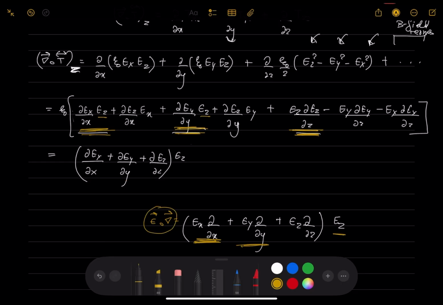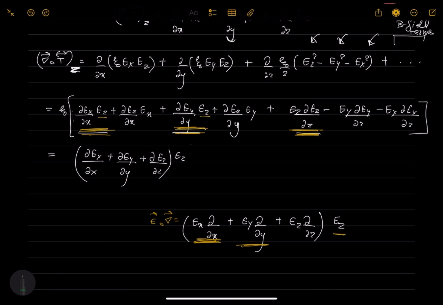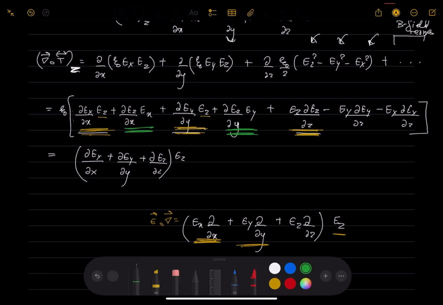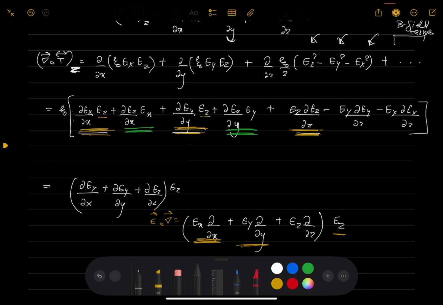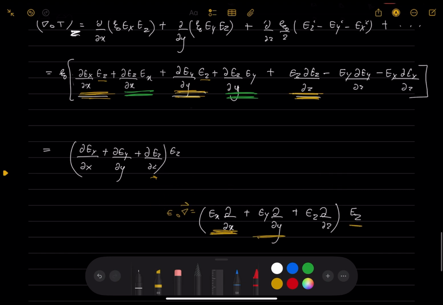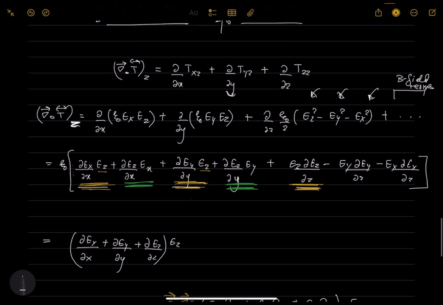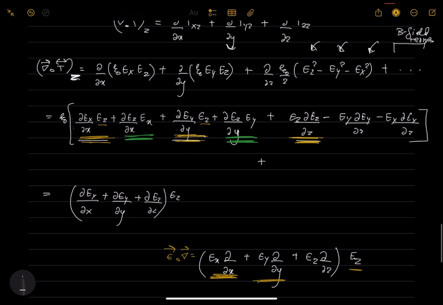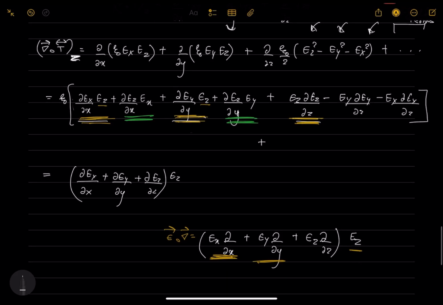And for the E dot del terms, I have found two of the terms already. One of the terms that I've not yet found is this term, the third term. And let's do my part by myself in adding that third part.